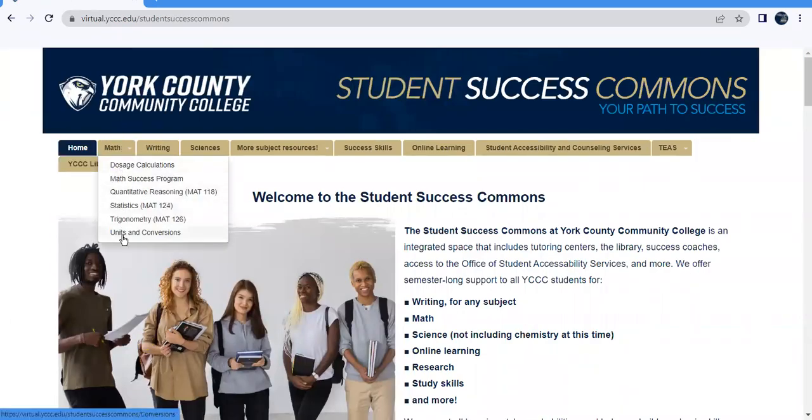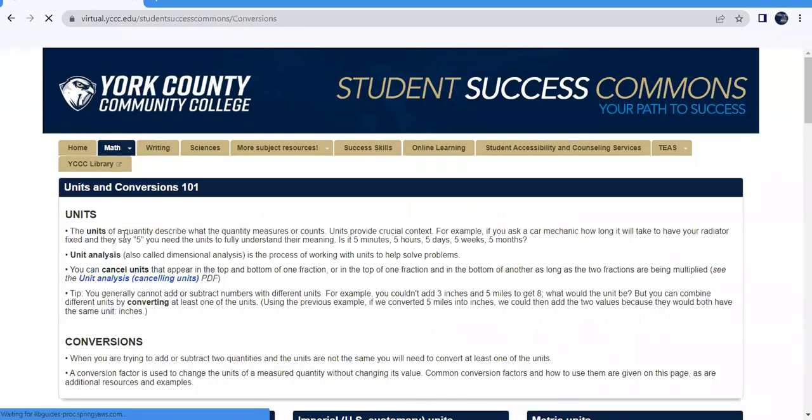First, I'm going to take us to the units and conversions pages, just so everyone knows what units are, what we mean when we say units. The units of a quantity describe what the quantity measures or counts. Units tell you what it is you're measuring. Are you measuring time? Are you measuring weight? If you're measuring time, are you measuring it in minutes or hours or days or weeks? So that's what units are.